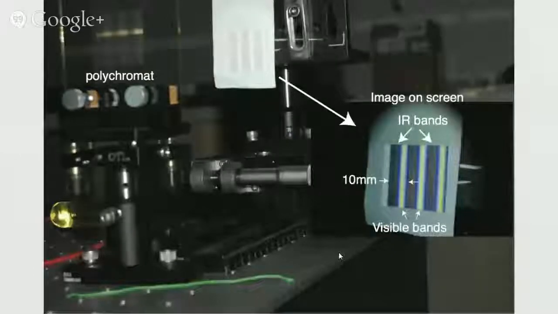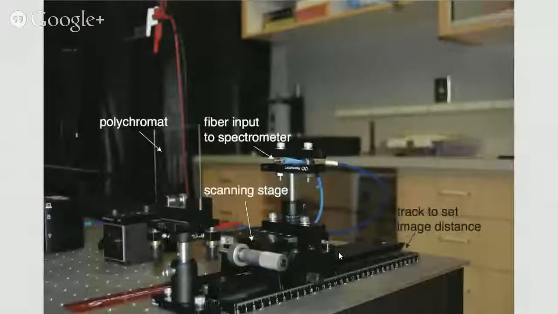Okay. So the next step, of course, we wanted to do was to put a spectrometer here and measure the wavelength, so we know exactly where the colors are. So it's very simple. We have the polychromat here. We have a spectrometer, fiber input on a scanning stage. And it's a one-dimensional image, so all I have to do is move one axis. This is done manually by micrometer stage. Nowadays we automate this with a stepper motor. Much easier to do. We have a little track to set the image.